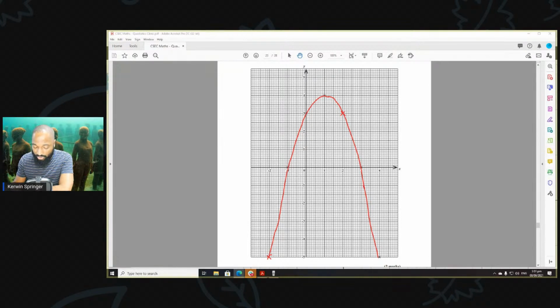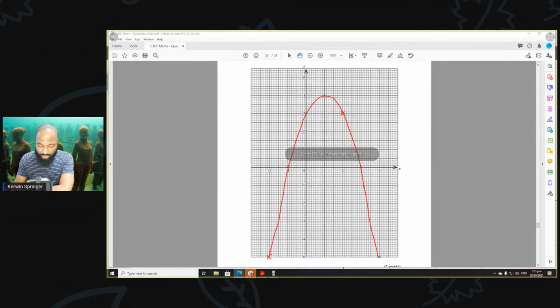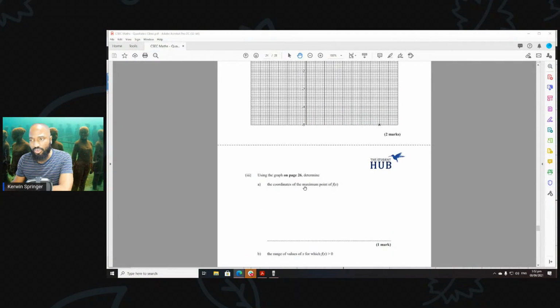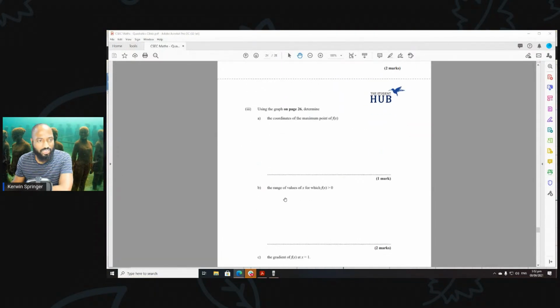So what are we doing now? Let me do the next pieces of the question. The coordinates of the maximum point. Coordinates of the maximum point is 1, 4. I want to erase the stuff that we've done already.